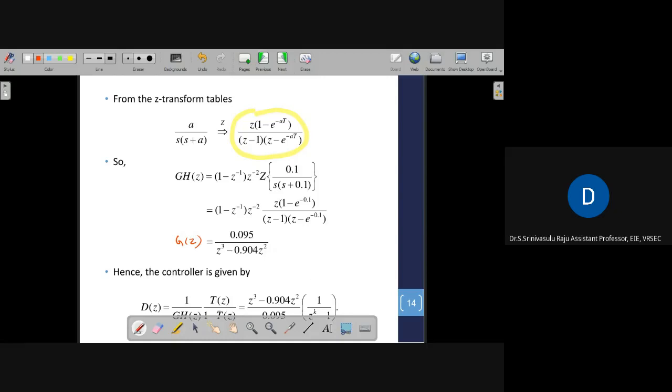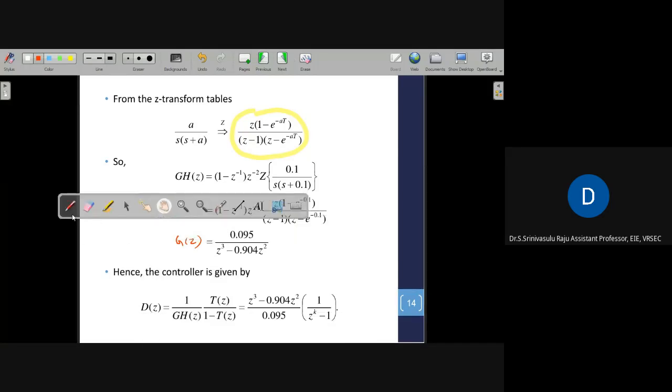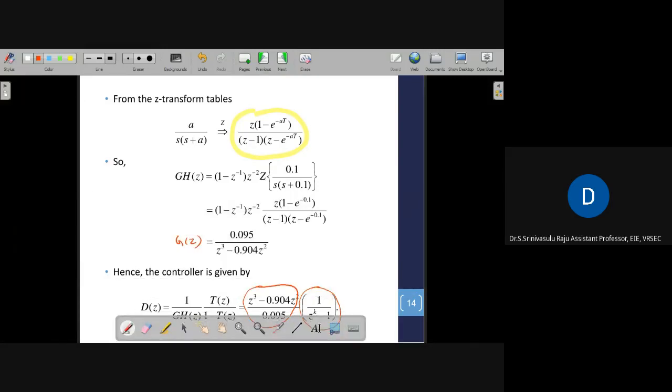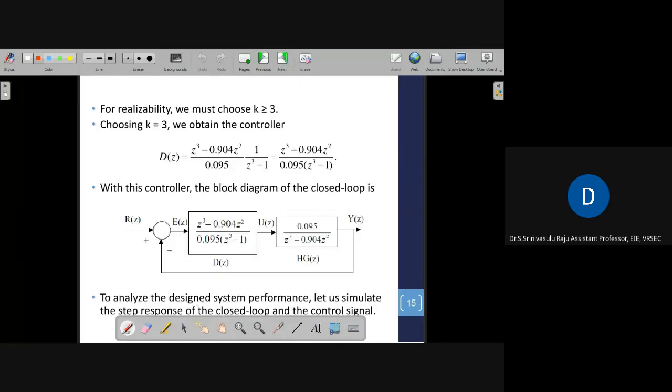So I want to implement the control algorithm, right? I am applying the formula here. This is the G of Z, and this is T of Z by 1 minus T of Z. We have considered here the generalized formula, so we have 1 by Z power K minus 1. Now you need to find the K value.